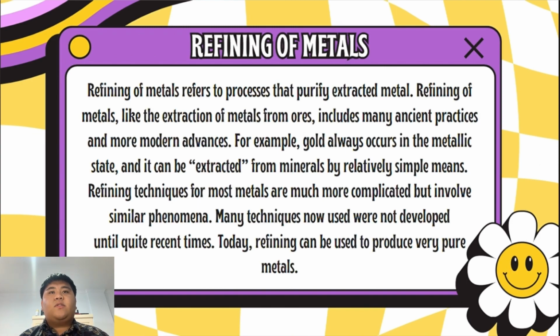Refining of metals refers to processes that purify extracted metals. Refining of metals, like the extraction of metal from ores, includes many ancient practices and more modern advances. For example, gold always occurs in a metallic state, and it can be extracted from minerals by relatively simple means. Refining techniques for most metals are much more complicated, but they involve similar phenomena. Many techniques now used were not developed until quite recent times. Today, refining can be used to produce very pure metals.